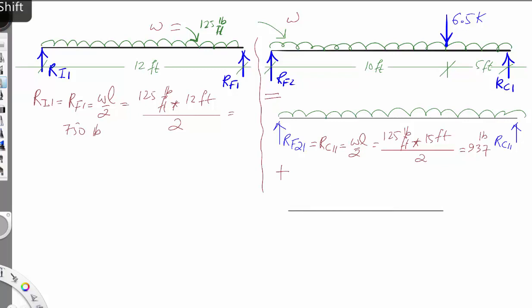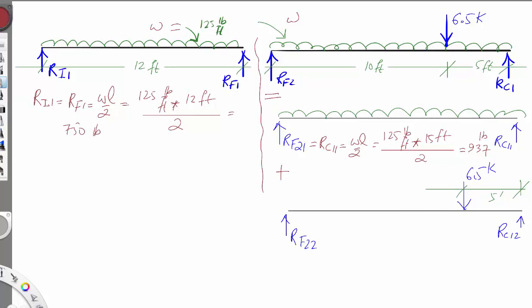The other beam has a new point load. So we have this, and the point load is here, which is 6.5 kips. And of course this distance is 5 feet. Now this reaction is RF22 and this is RC12.